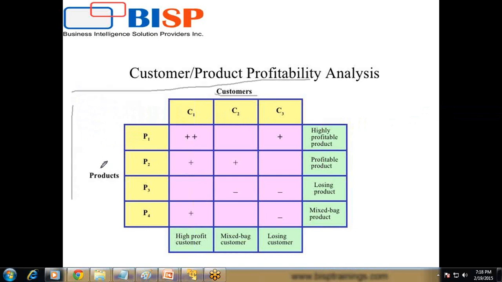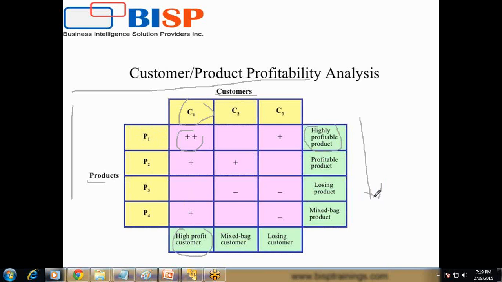With respect to customer and product, I've taken this in a two-dimensional view. So the more plus signs show more profitable, at the intersection of customer and product. The customer one with respect to my product one are more profitable: the highly profitable customer and profitable product.